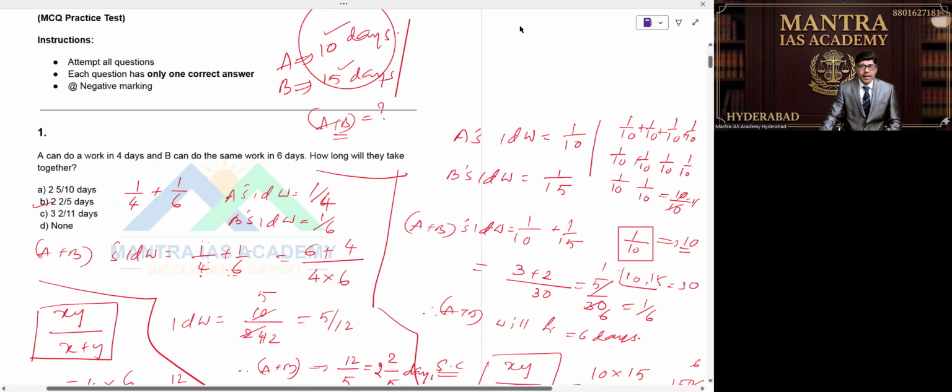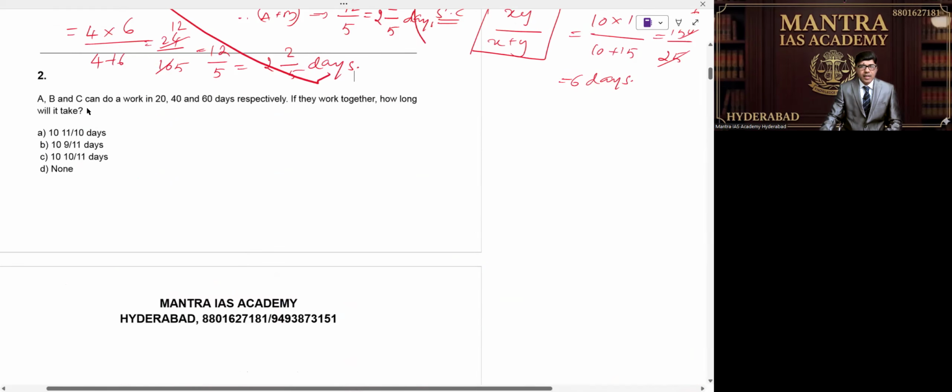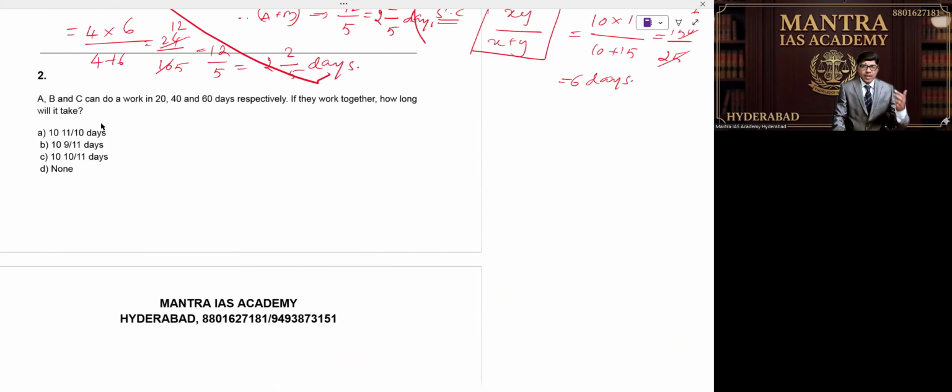A, B, and C can do a piece of work in 20 days, 40 days, and 60 days respectively. If they work together, how long will it take to complete the work? Same style, we have 3 persons here: A, B, C. A's 1 day's work is 1 by 20, B's 1 day's work is 1 by 40, C's 1 day's work is 1 by 60.